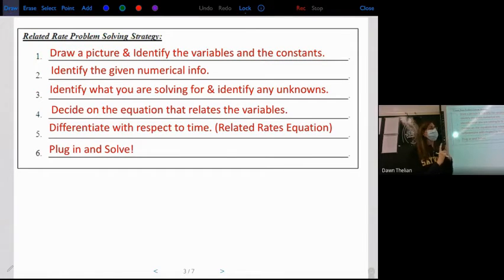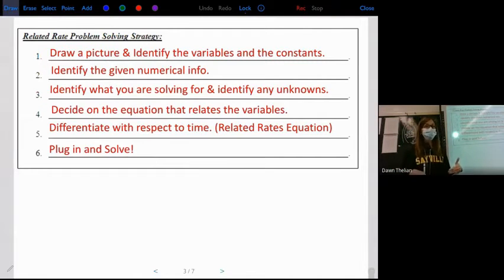Four, decide on the equation that relates the variables. It could be a geometry formula, like our first two examples, a volume formula or an area formula. Maybe it's something like the Pythagorean theorem, or a trig equation. Something that has to relate all the pieces in the problem together. What equation ties everything together?